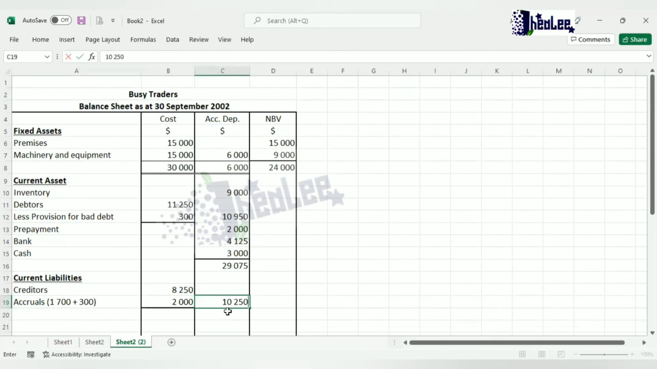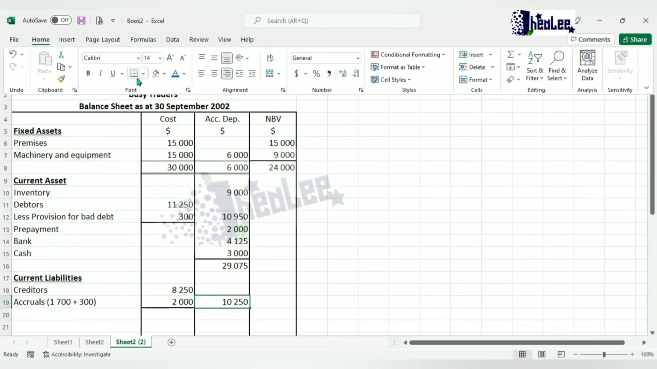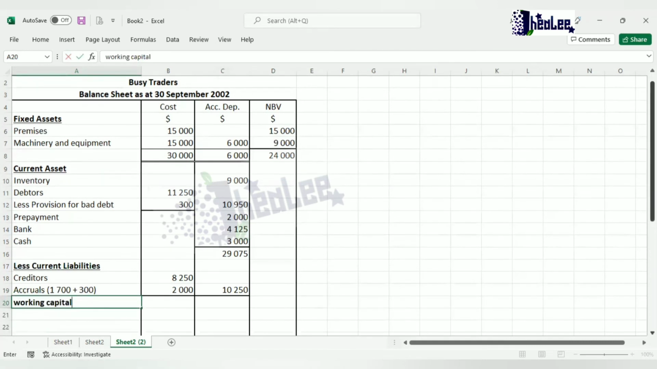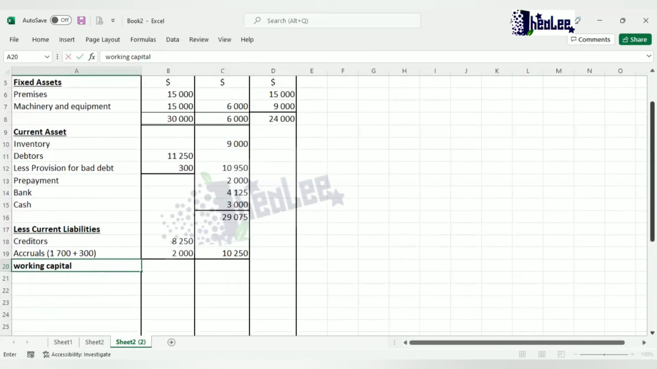Now that we have the current liabilities listed, we can now generate the total current liabilities, and that is $10,250. Now that we have that, guys, we are now able to do our calculation where we're subtracting total current liabilities from the current assets. And once you subtract your current liabilities from current assets, what you're going to get is working capital. Or you could refer to that as your net current asset.